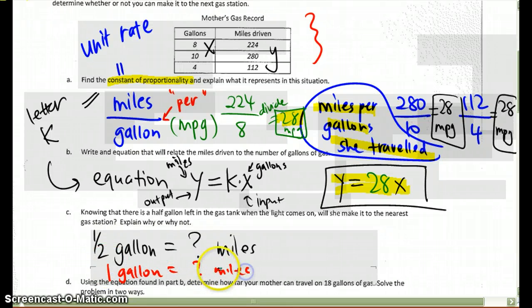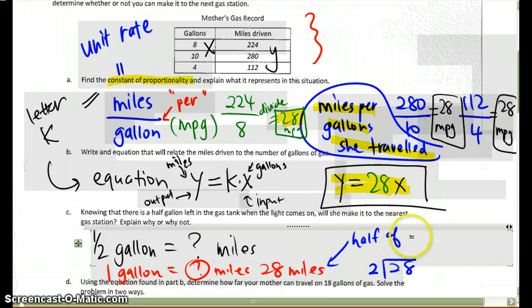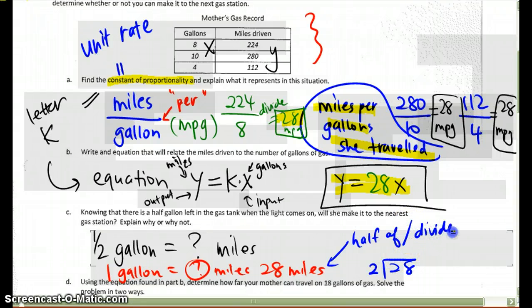We had just answered that in question A because that was our constant of proportionality. 28 miles she can travel on 1 gallon of gas, which means if she only has half a gallon, she will have half of the 28 miles on the 1 gallon. So what's half of 28? It's the same as taking 28 and dividing it by 2. So if I divide by 2, I get 14.